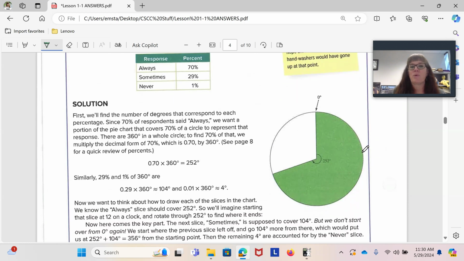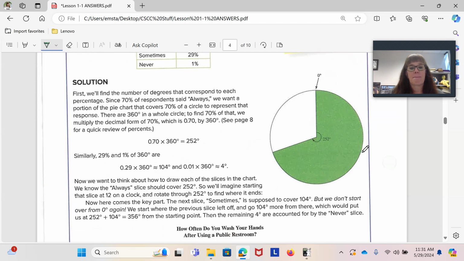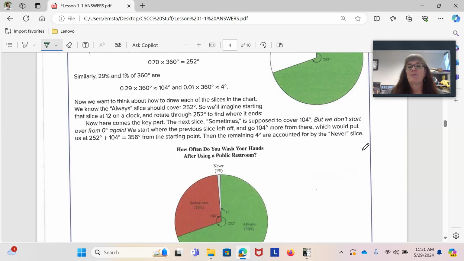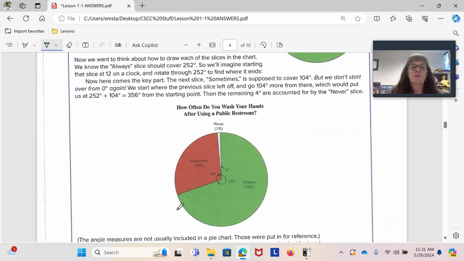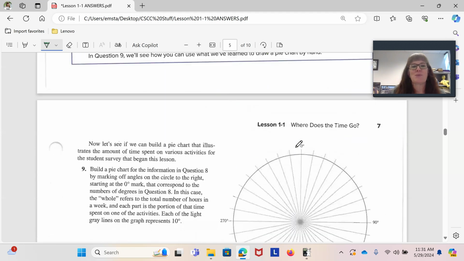So they walk through what we just did, converting the percent into degrees. For the always, it was 0.70 times 360, which gave us about 252 degrees. That's the big green part of the pie. 29% of 360 is 104. 0.01 times 360 is about 4 degrees. So after they did the big green part, they went from 252 and then added on to that to get the red pie, and then the rest that was left is the never. So it's an example of one. We're going to do one now.